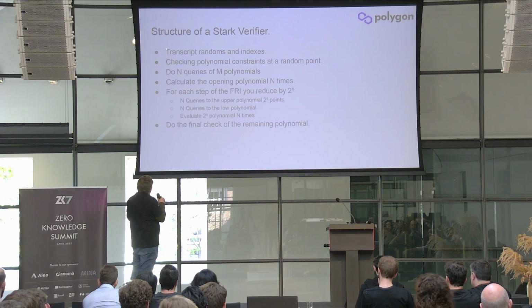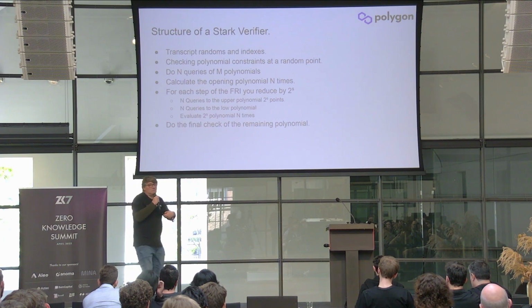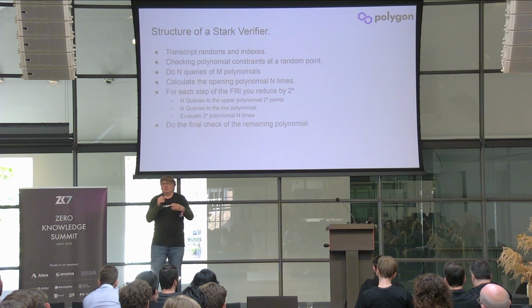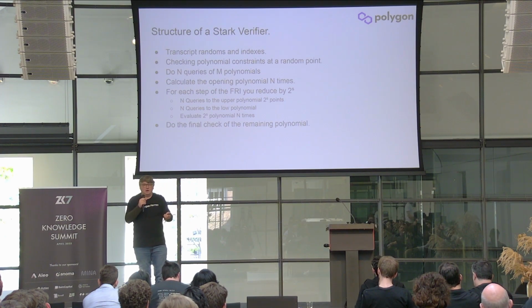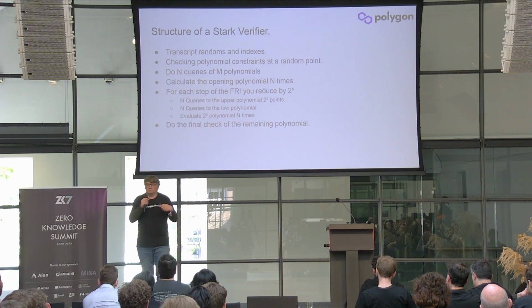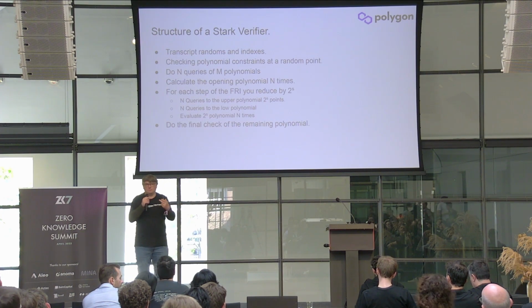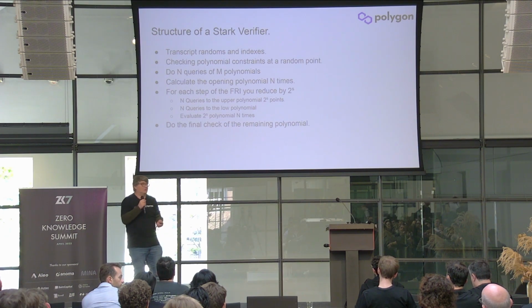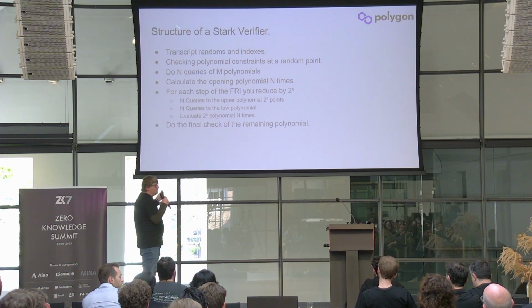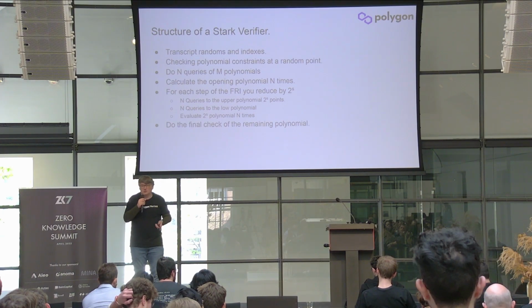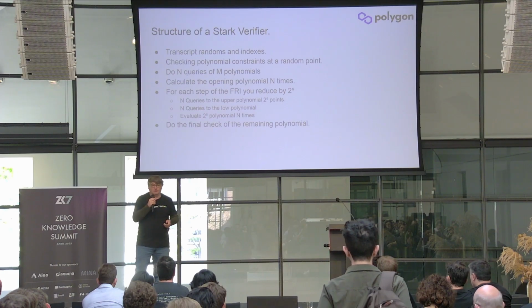Well, the first one is very common in these polynomial commitments. We have a transcript, and we need to compute the randomness through this transcript. This is quite easy, but at the end, what we need to do is mainly hashing. That's the main operation that we need to do here.